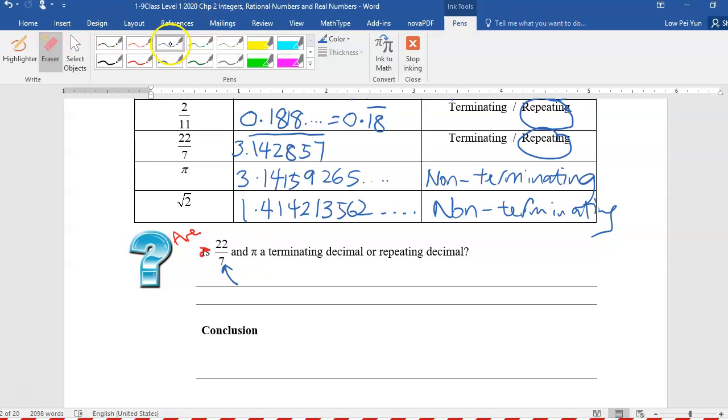This one is terminating. No, this one is repeating. So confusing. Repeating. Pardon my handwriting. Then what about pi? Pi is neither. So, conclusion.